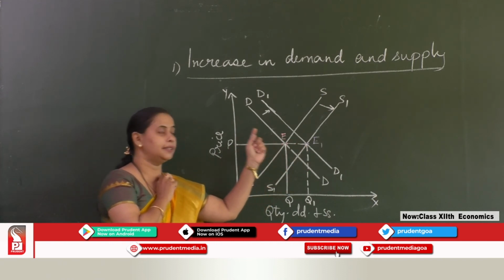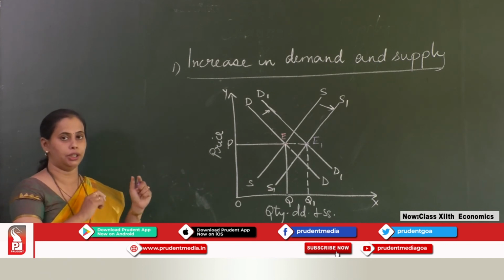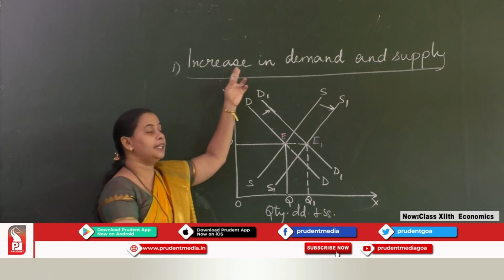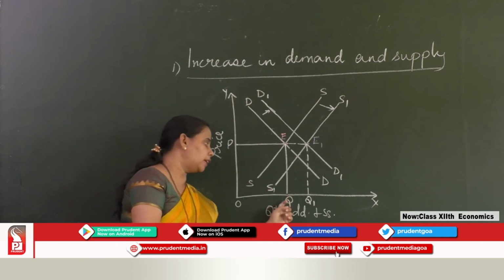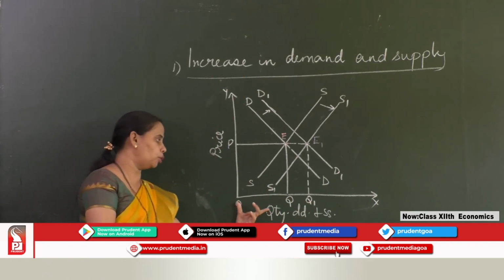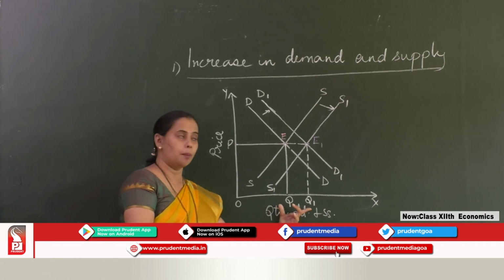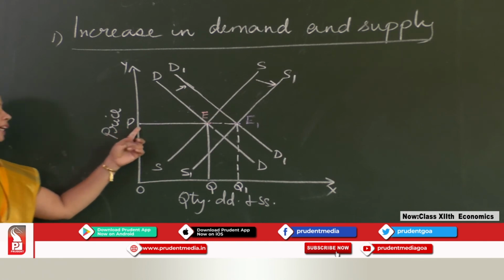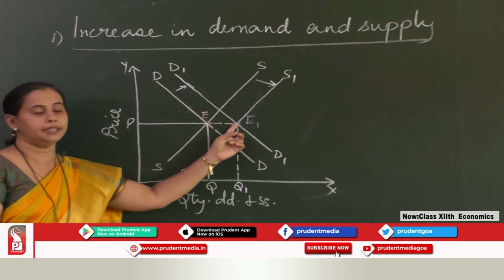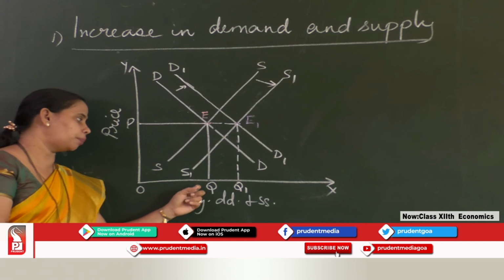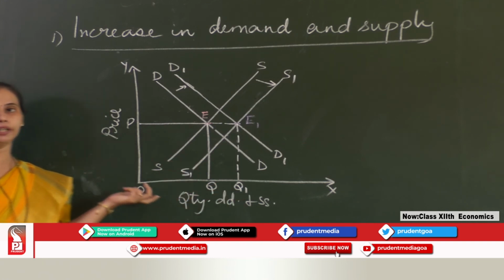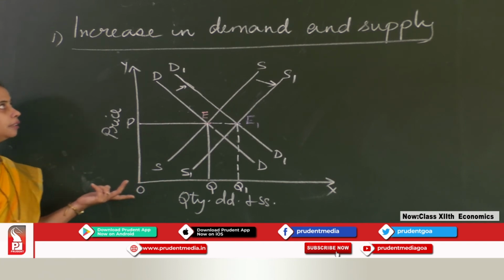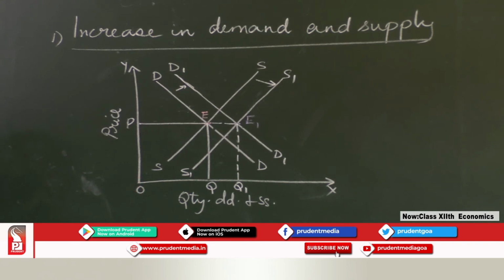So, when there is an equal and proportionate change in demand as well as supply, since there is an increase in demand and supply, the quantity increases from OQ to OQ1. But since the changes, that is demand and supply increase is the same, the price remains the same. The price remains constant only with a subsequent increase in the quantity demanded and supplied. This is the case where the increase takes place in demand and supply.